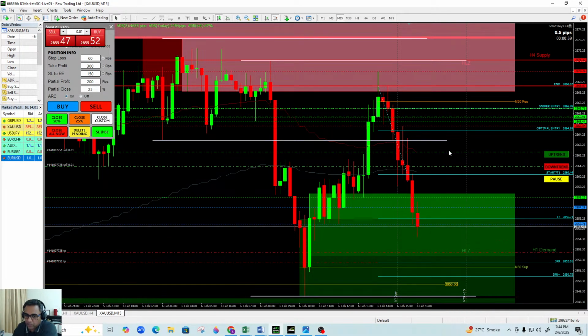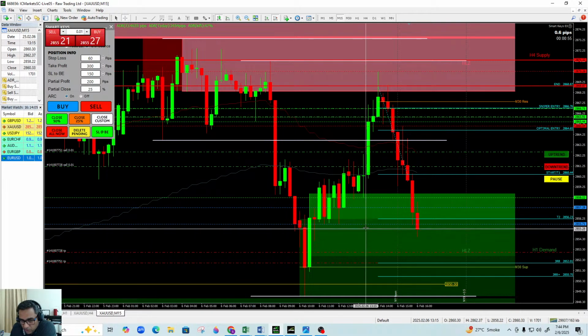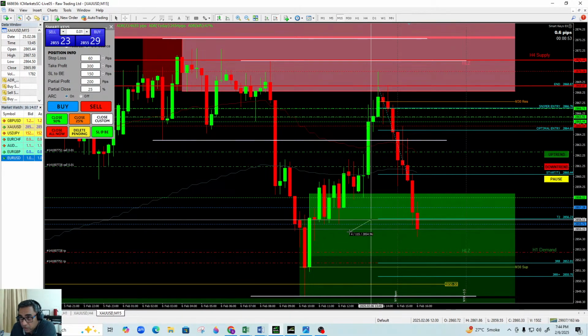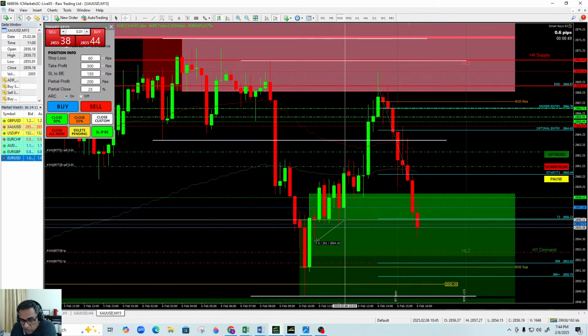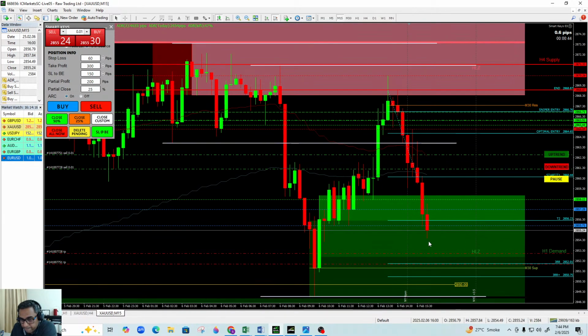Okay, got a minute for this candle to close. Let's see if we close below 2856. We should push down because we are closing inside this wick. It needs to close inside this wick. We need a bearish close inside this wick for price to push down.